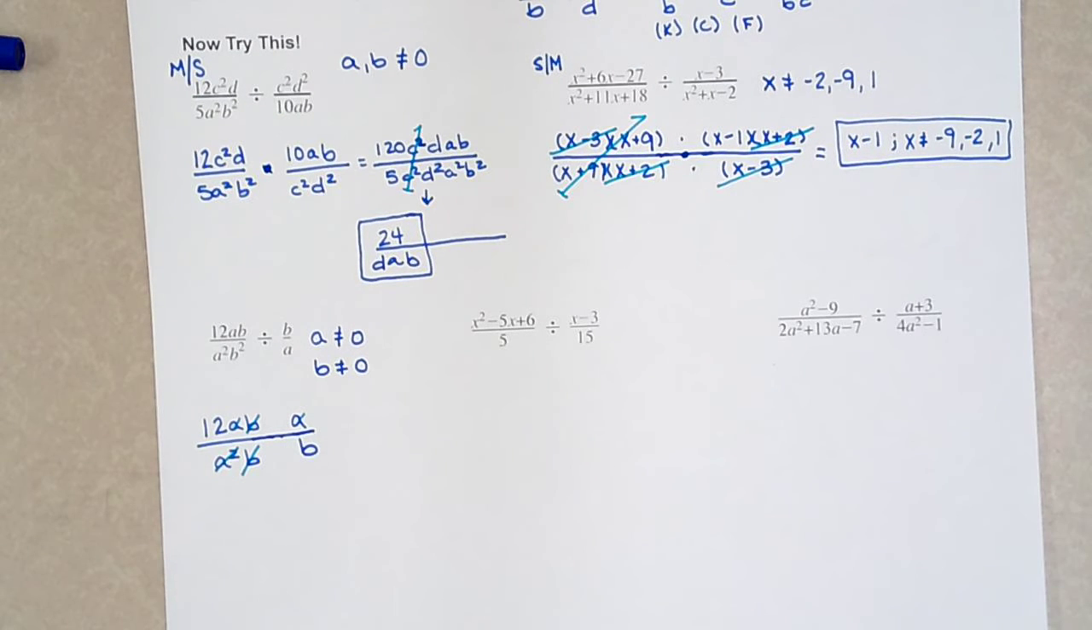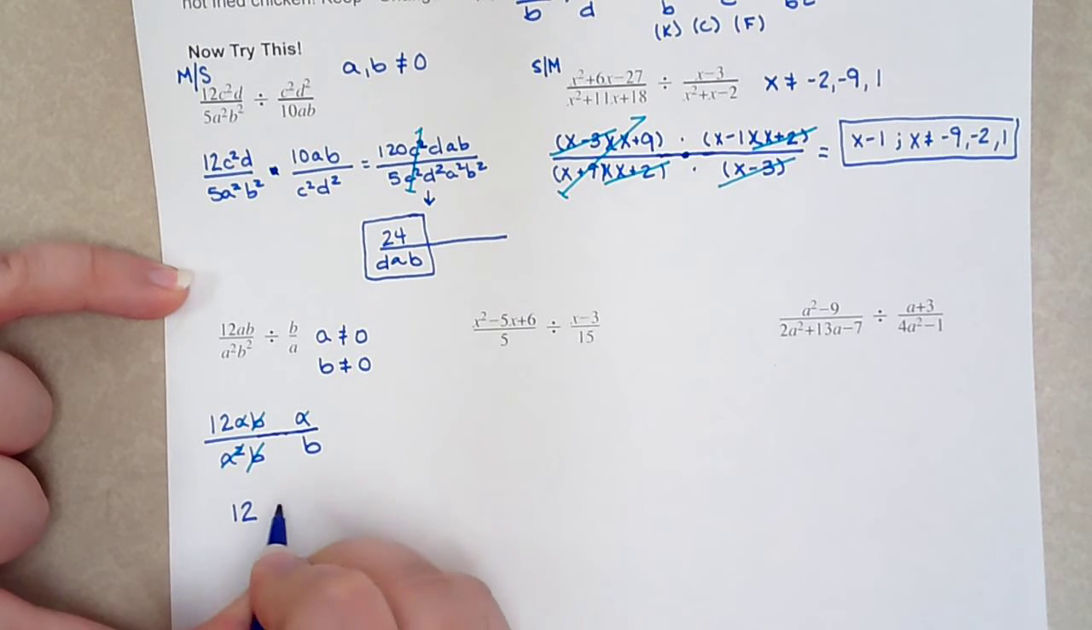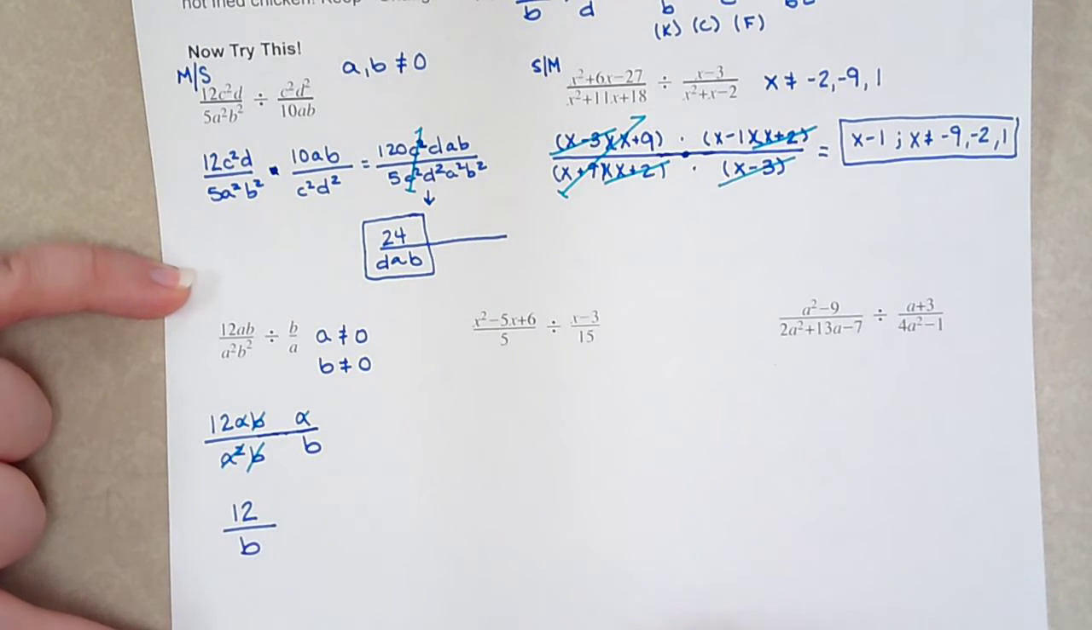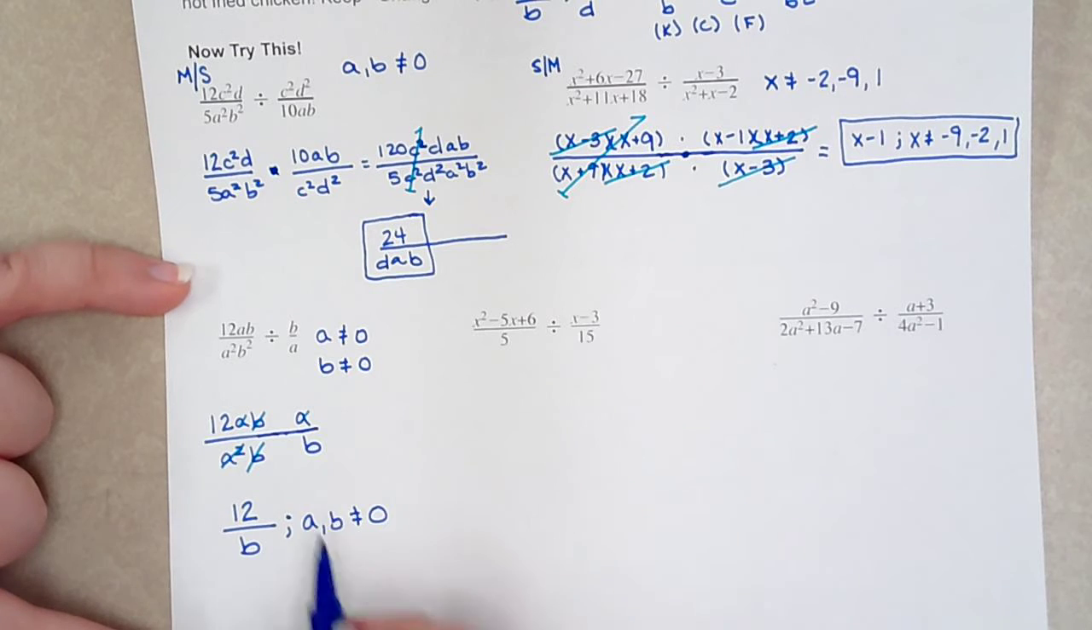So that my final answer, when I get rid of all of those slashes that I've reduced, I now get 12 on top over b on bottom, where my excluded values are a and b not equal to 0.